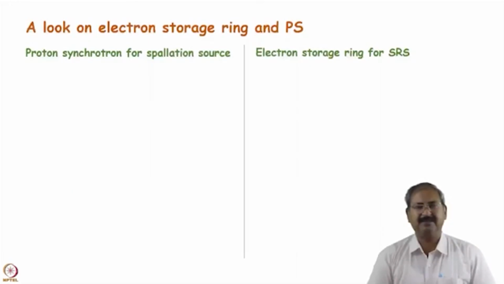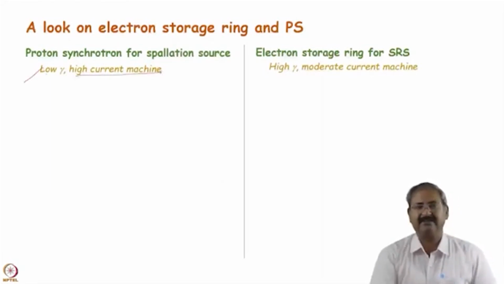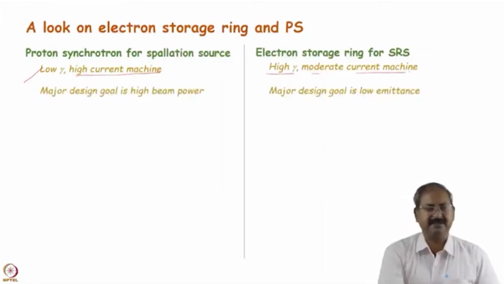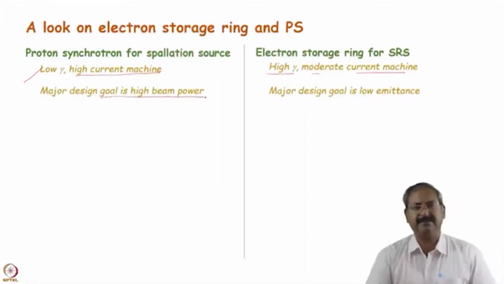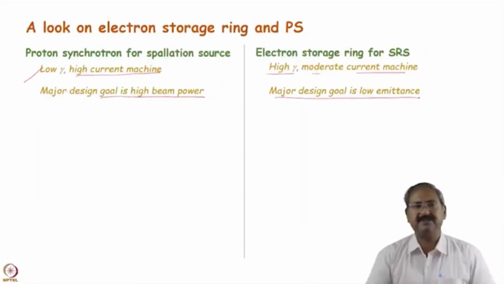Now we see what the basic differences are between the electron storage ring and the proton synchrotron. When we talk about the electron storage ring, we are considering the electron storage ring for synchrotron radiation sources, and when we talk about the proton synchrotron, we are talking about the proton synchrotron built for spallation neutron sources. So we have seen that the proton synchrotron has low gamma and high current, while electron machines have high gamma and moderate current. The major design goal in the proton machine is high beam power. How can we attain the high beam power? The major design goal in the electron machine is to have a very low emittance to increase the brightness of the emitted radiation.